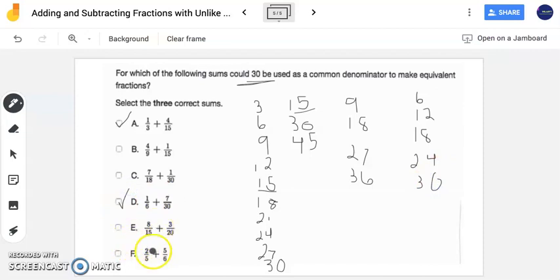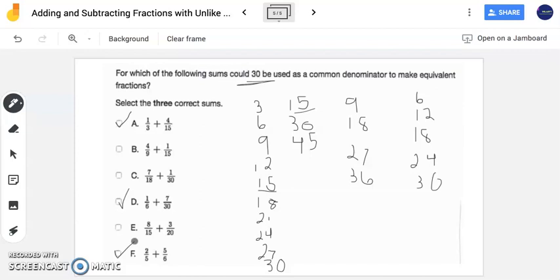Now I have 8 15ths plus 3 20ths. Well, 20 times 2 is 40. So there's no way we can use 30 for here, even though 15 times 2 is 30, but it doesn't work for 20ths. Now I have 2 fifths plus 5 sixths. Now I do know that 5 times 6 is 30. And I do know that 6 times 5 is 30. So that's proving that 30 can be used as a common denominator here as well. Notice I found my 3 correct sums.